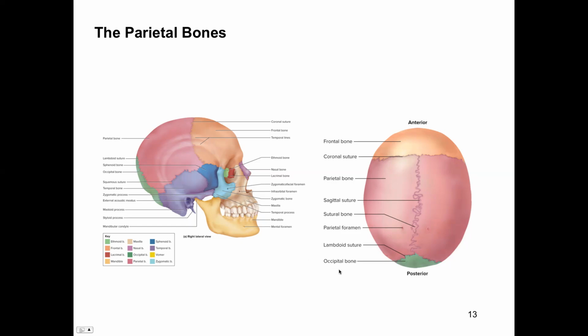So you need to learn those sutures. And the Wormian bones or the sutural bones will appear inside of these sutures, all right? They will be different for different people. But when you're looking at the models in lab, they don't have any of those sutural bones, all right? And like I said, they're also called Wormian bones.